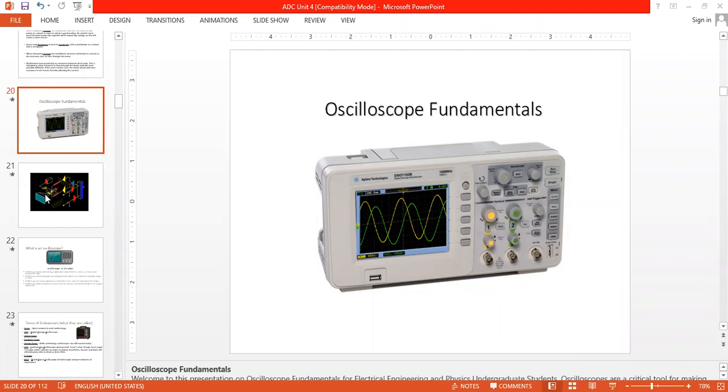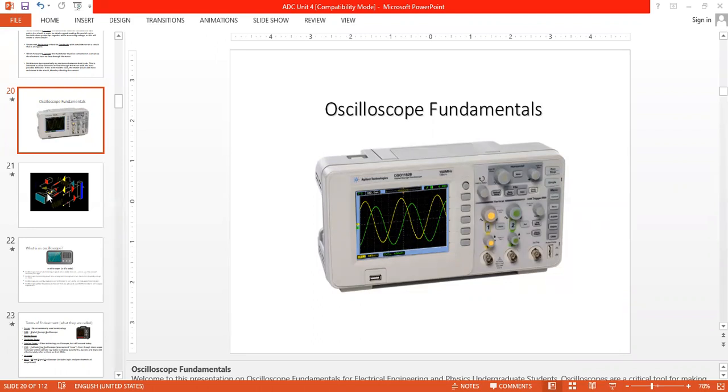So, oscilloscope. Last class we discussed the different multimeters. In this class, we are going to discuss the oscilloscope. The oscilloscope is mainly used to display signals. If you want to see signals like a sine wave, square wave, or triangular wave, if you want to see different waveforms, you have to use the oscilloscope.